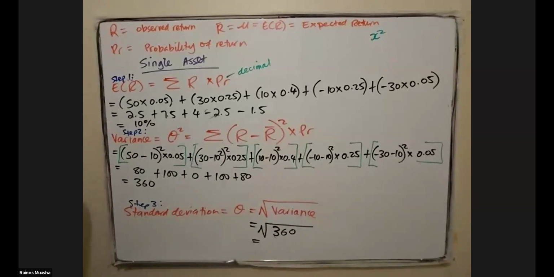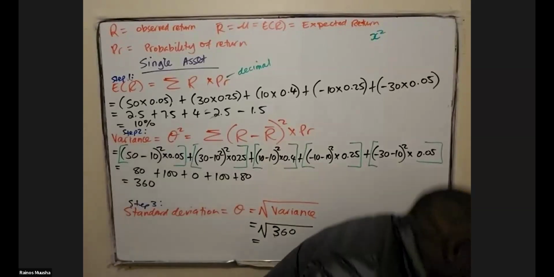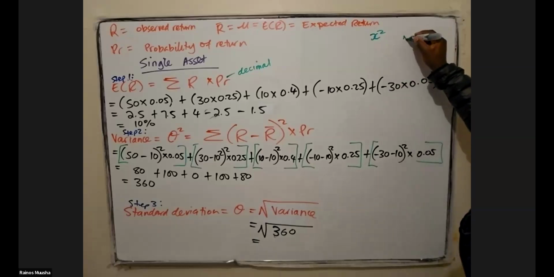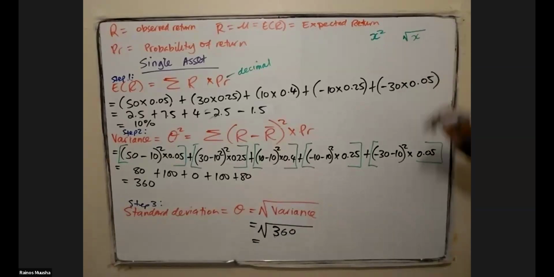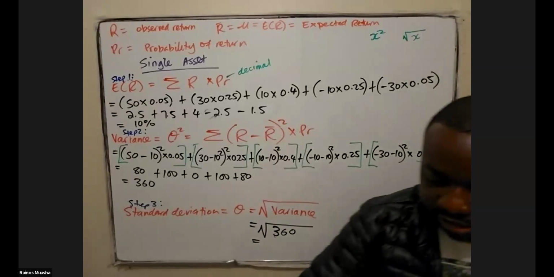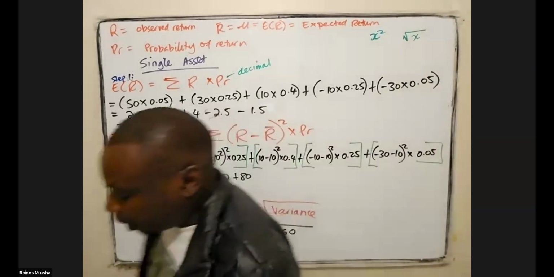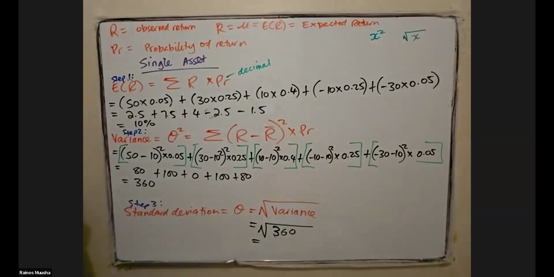Remember, when you're looking for the square root of something, you're going to look for that function where there is a square root and an x. So where there's a square root and an x, this is how you're going to be looking for the square root of something. And how much would you get as your standard deviation?